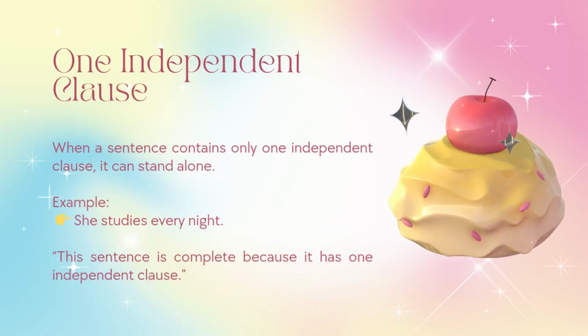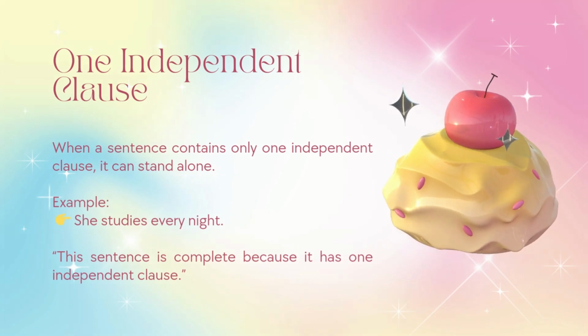One independent clause. When a sentence contains only one independent clause, it can stand alone. For example, she studies every night. This sentence is complete because it has one independent clause.